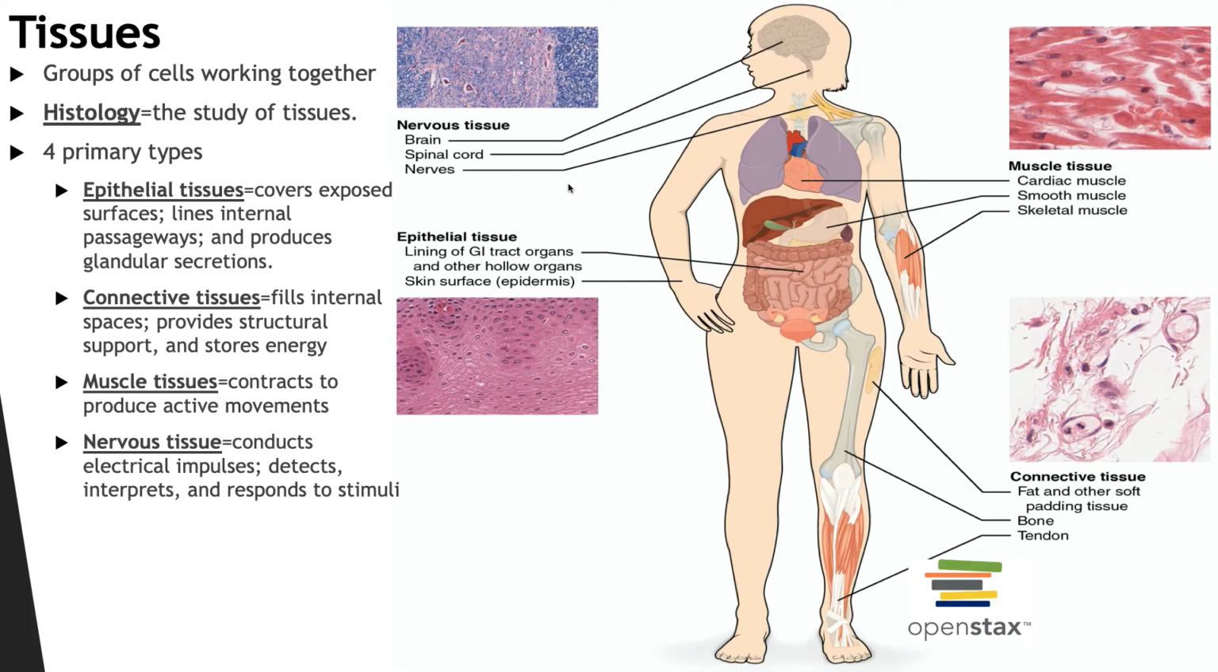Tissues are essentially groups of cells working together, and histology is the study of those tissues. There are essentially four different types of tissues. You start with epithelial tissues, which generally cover the exposed surfaces and line passageways. Connective tissues fill internal spaces and provide structural support. Muscle tissue contracts to provide active movements. And then nervous tissue serves to conduct electrical impulses.